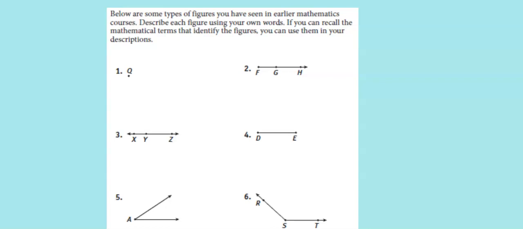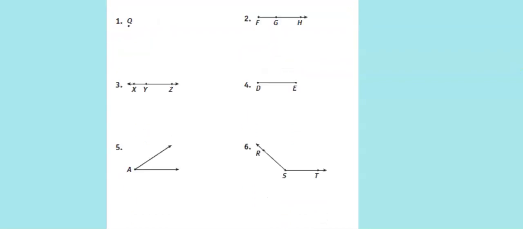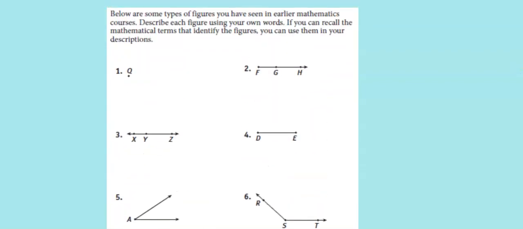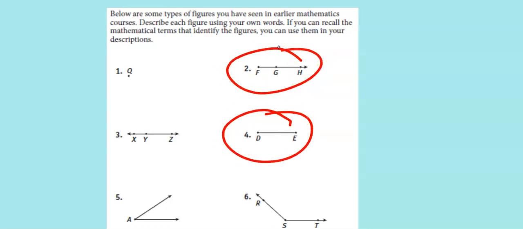It says 1 through 7. Below are some types of figures you have seen in earlier mathematics courses. Describe each figure using your own words. If you can recall the mathematical terms that identify the figures, you can use those in your description. So pause the video, go through and identify each figure in your own words. You don't need complete sentences, you just need to describe what this looks like in your own words.